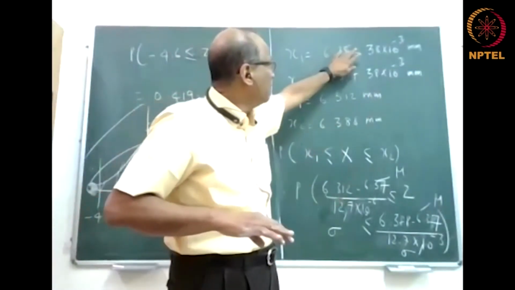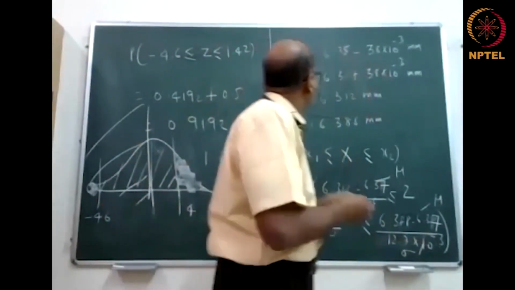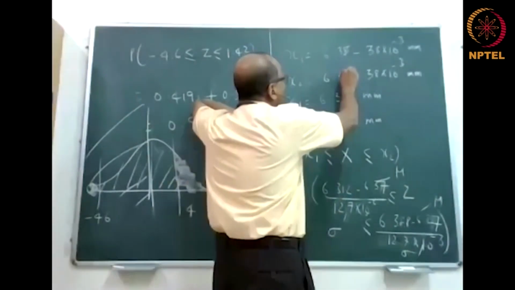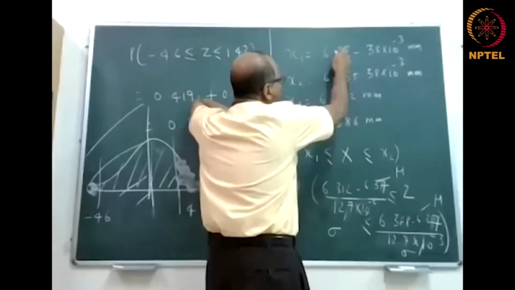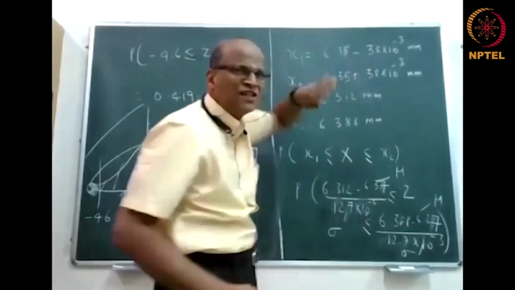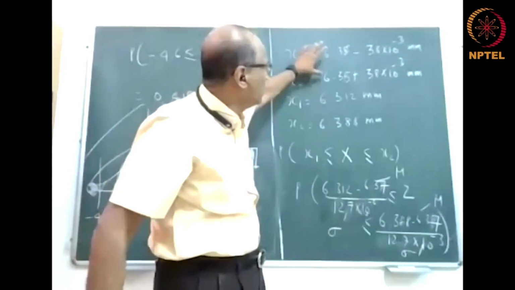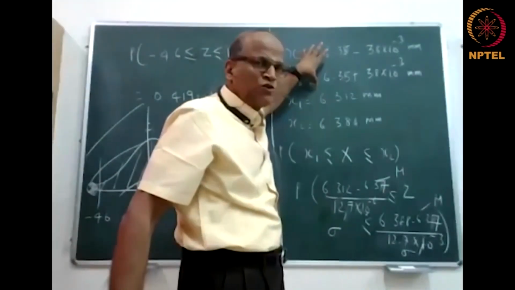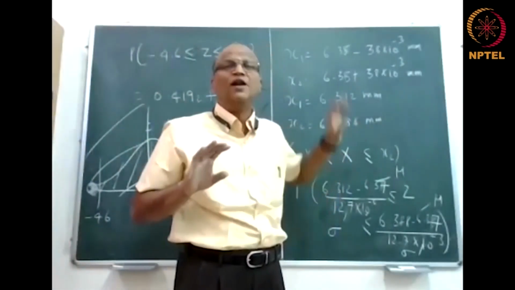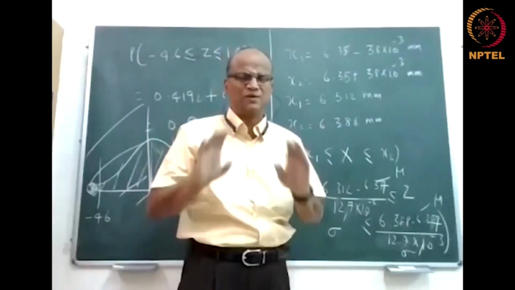This 6.35 minus and 6.35 plus have got nothing to do with the distribution. They are engineering limits. Only shafts between these two diameters will be accepted by the process. Is that okay? Now I have to convert these quantities and find out the probabilities.